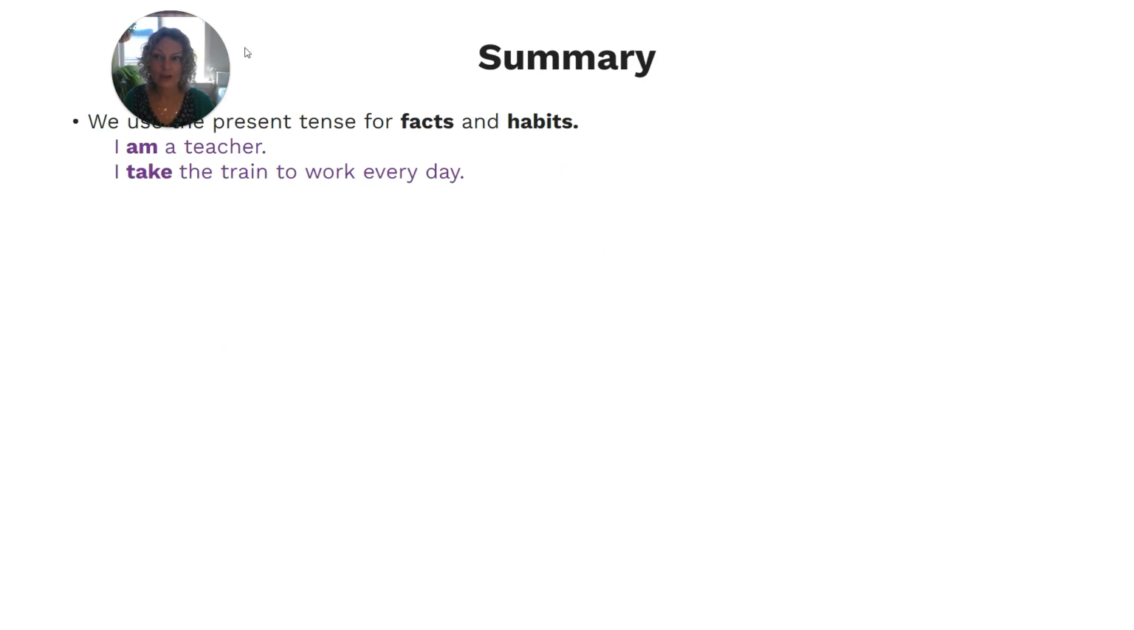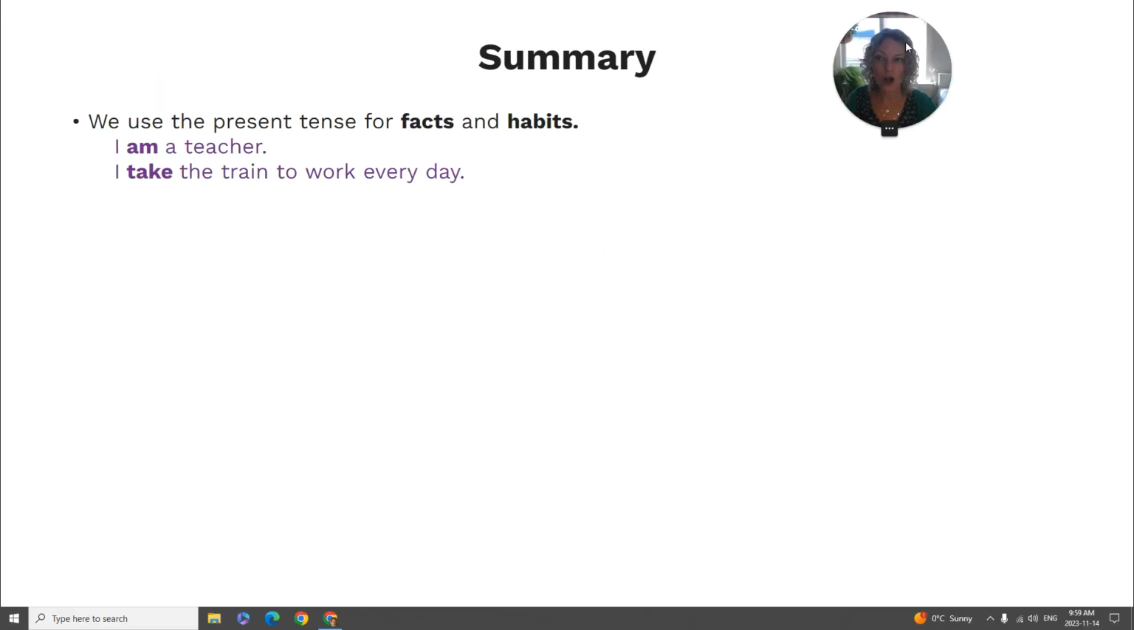Okay, so let's summarize what we learned. First of all, we use the present tense for facts and habits. For example, I am a teacher. That's a fact. I take the train to work every day. That's a habit.